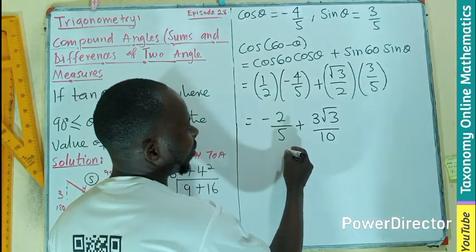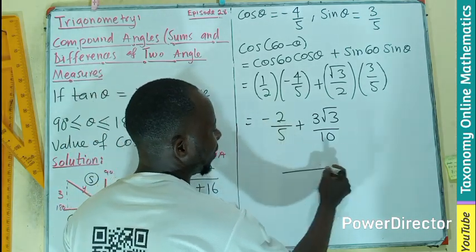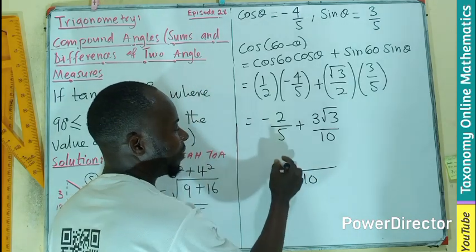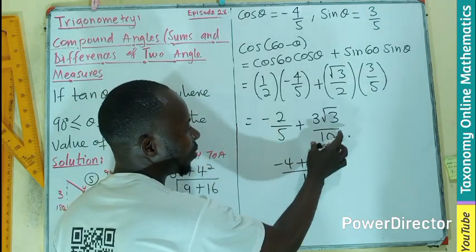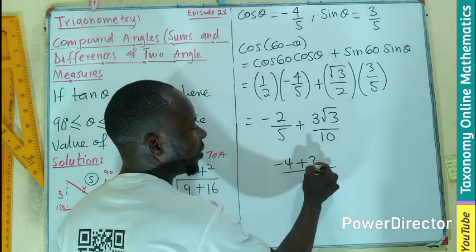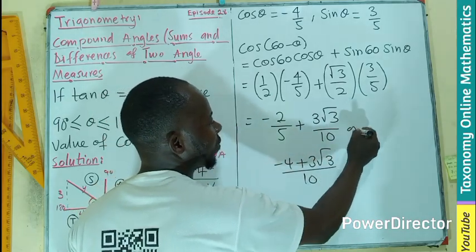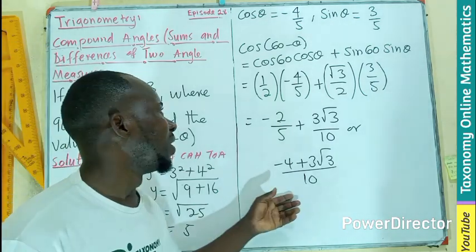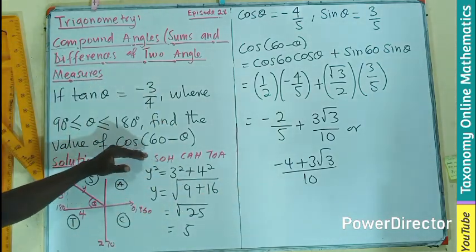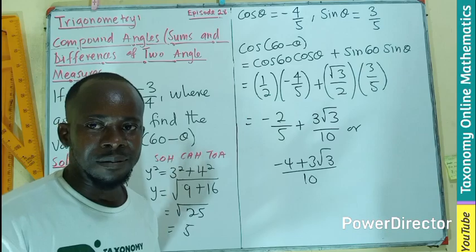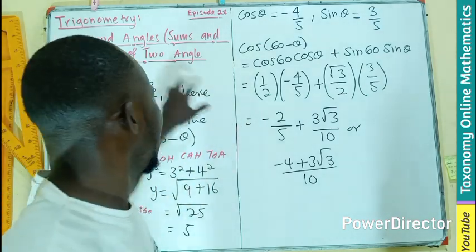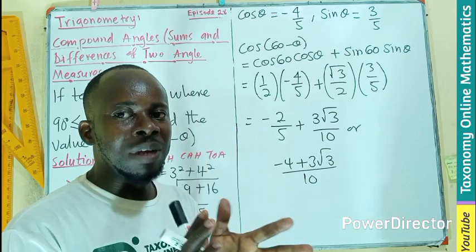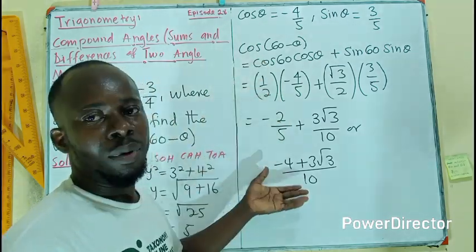If the LCM is 10, this will go here, 5 times this minus 4, plus 3 root 3. So this could be our final representation for cos of 60 minus theta. So you can see that we are just employing the sum and difference of 2 angles. That concept is what is being employed here.